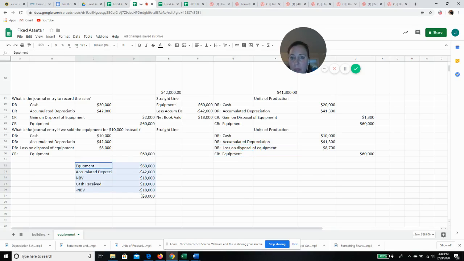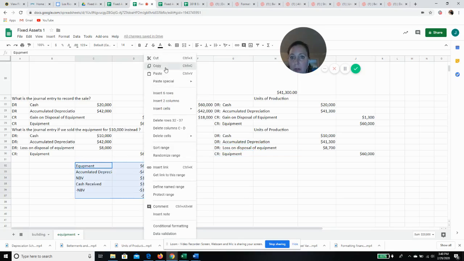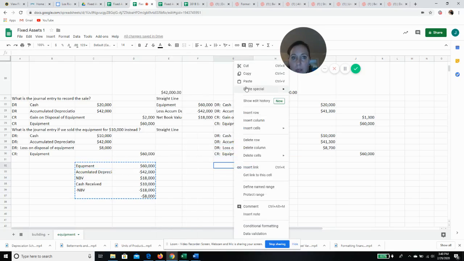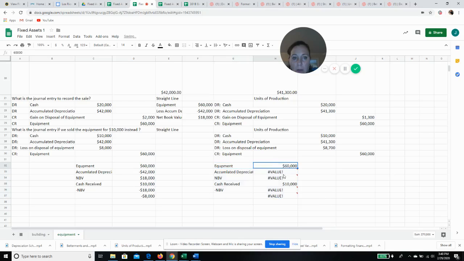Do the same thing. I'm just going to copy this over. I'm going to put the new numbers in it. Okay, so we have our equipment was 60,000. Our accumulated depreciation was 41,300. So our net book value was 18,700. We received 10,000 in cash. So our loss is 8,700, which is right there.